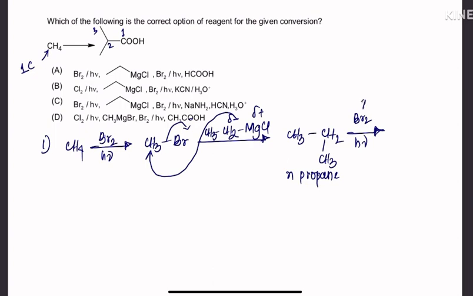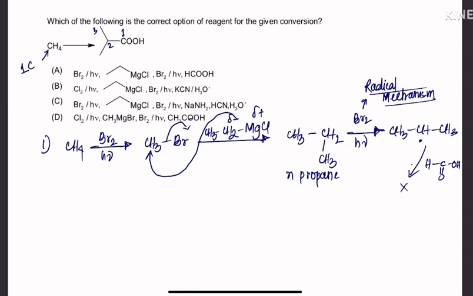So this reaction is basically a radical mechanism. In this case, it will form CH3CH radical CH3. This is Br2/hv. Now in this case, formic acid. If I give radicals and formic acid, there is not any kind of reaction.